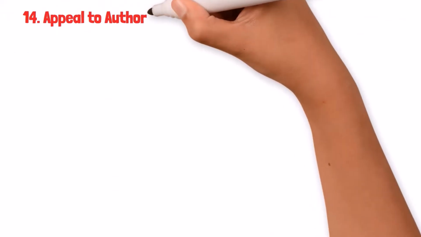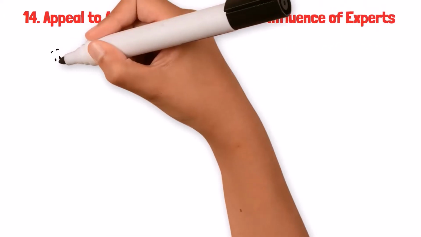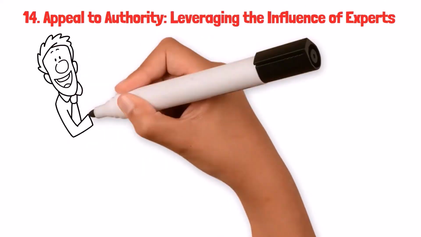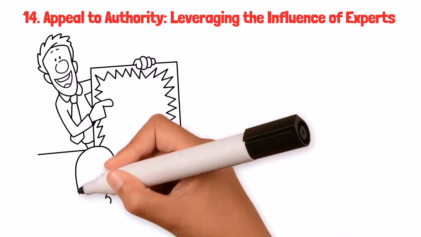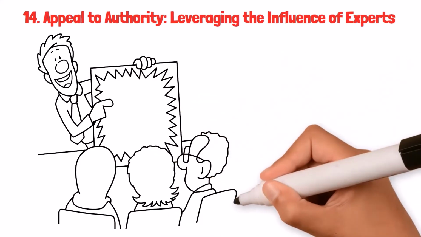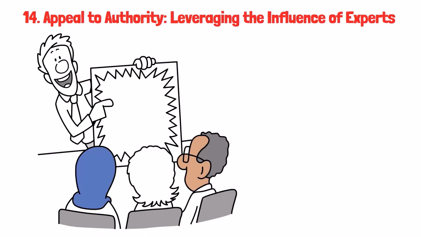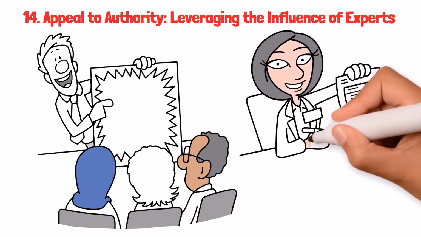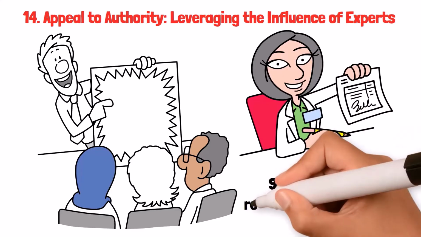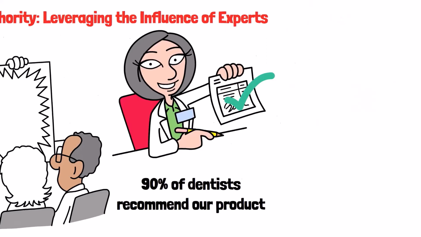14. Appeal to authority, leveraging the influence of experts. Appeal to authority involves citing an authority or expert to support a claim, regardless of whether that authority is relevant to the topic. This technique relies on the perceived credibility of the authority figure to convince the audience. For example, a toothpaste brand might claim that 90% of dentists recommend our product, using the authority of dentists to persuade consumers, even if the statistic is not fully representative.